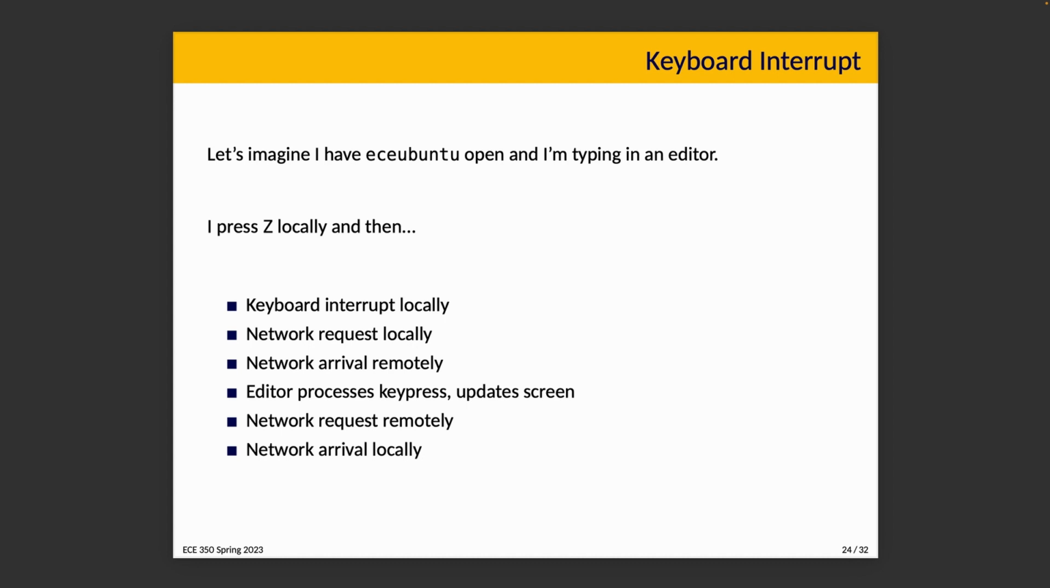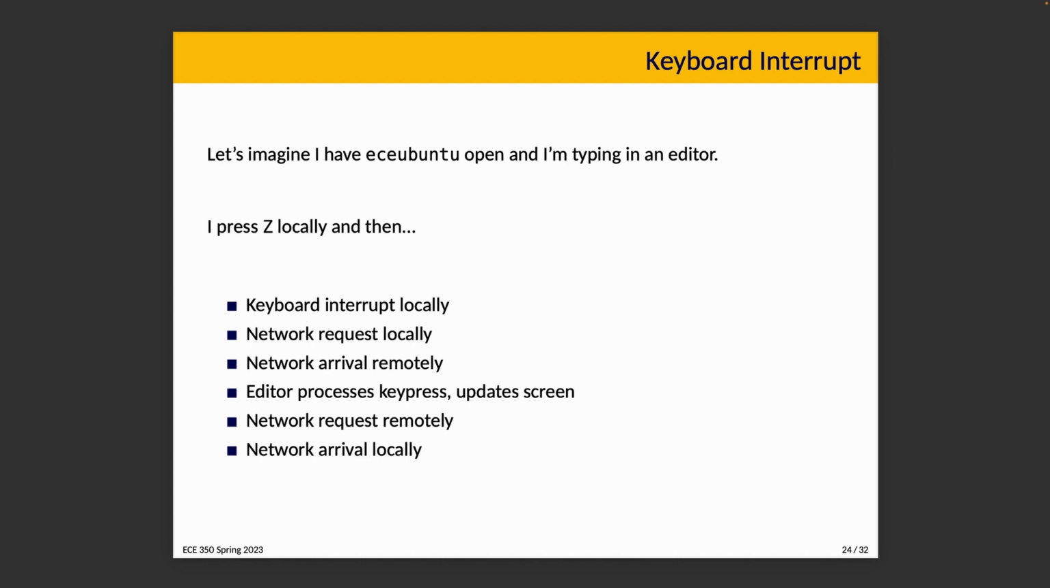to send this data to the remote system, because the purpose of the SSH client is for me to behave as if I am logged in on the remote system, even though, of course, I am not, and I'm typing on my own laptop, because I don't know for sure, but I'm guessing that ECE Ubuntu does not have a keyboard connected to it. So that results in this network request which gets sent out, and that obviously involves some interrupts because we're sending the network request.